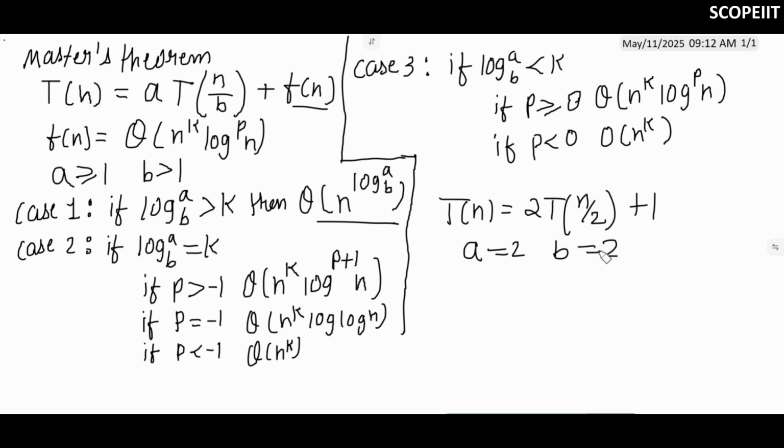After that, we need to find f(n). We got a and b, so we can apply log a to the base b. What is my a? My a is 2. So log 2 to the base 2 is nothing but 1. So we got log a to the base b as 1. Now we need to find the value of k. How to find the value of k? For that we need f(n). See, f(n) = theta(n^k log^p n).